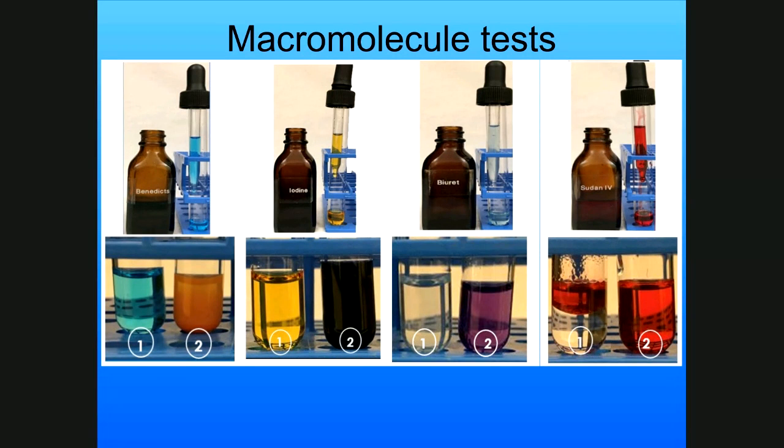And last but not least, we have Sudan 4, which is our test for lipids. It's a lipid soluble dye. So if your reaction is positive, the dye dissolves in your test solution. And if it's negative, you'll end up with 2 layers.